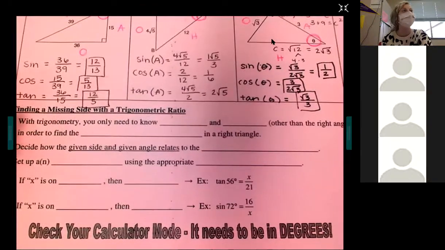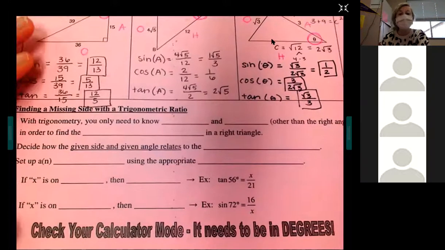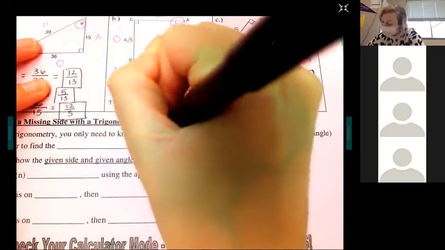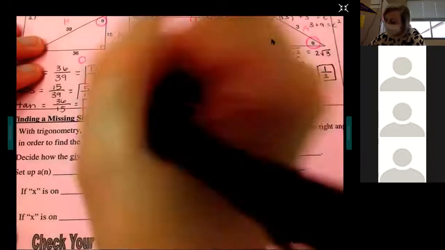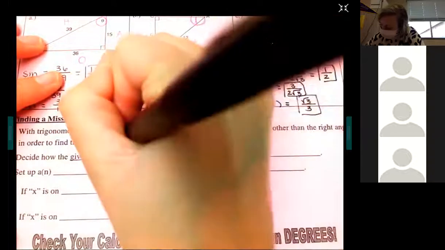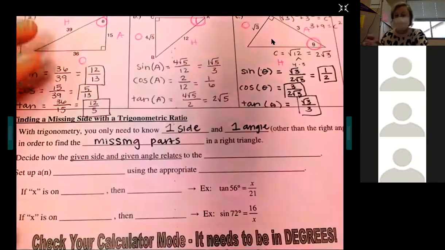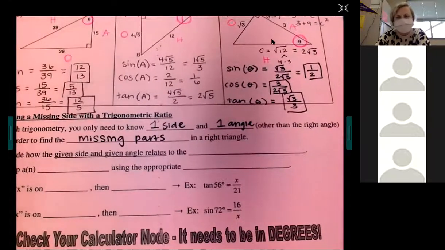So here's the good thing about this, y'all. You're not doing all three ratios. You're gonna use what I give you and what's missing to figure out which ratio we need to use. So it's less work, okay? Yes? Okay, perfect. So with trigonometry, you only need to know one side and one angle in order to find the missing parts in a right triangle. People at home, you do not have to write this unless you want to. So we only have to know one side and one angle, and from that, we can find all the other missing pieces.